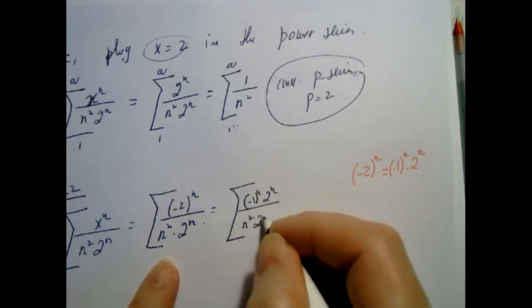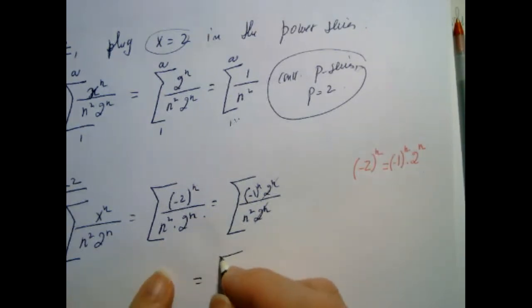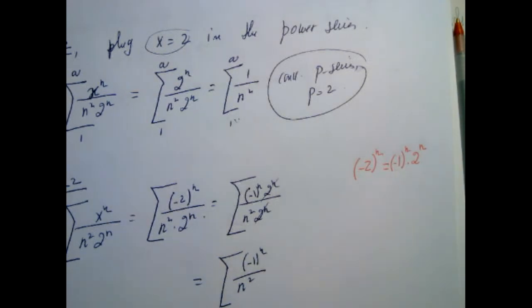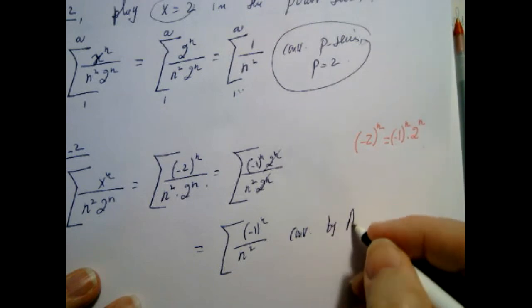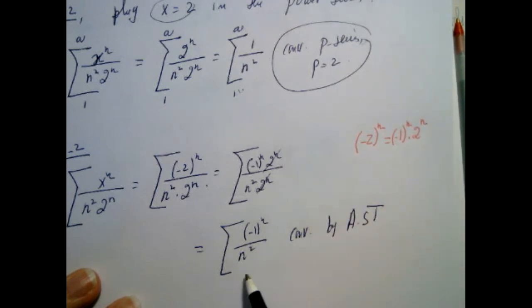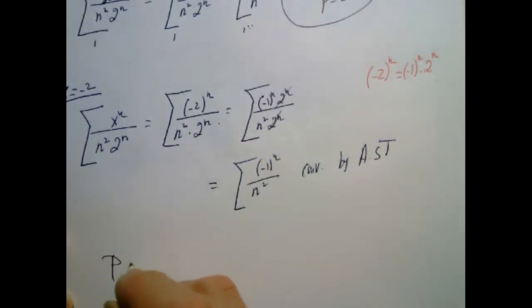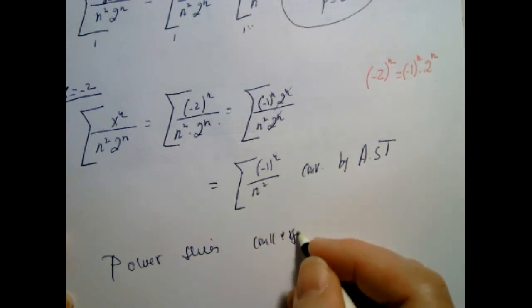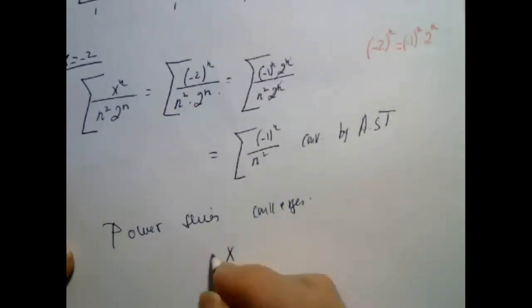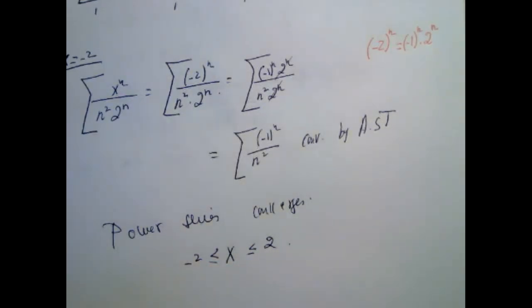Over n squared times 2 to the n, those two will cancel each other out, and this will give me sigma of -1 to the n over n squared. Now this one converges as well, by the alternating series test: 1 over n squared goes to 0, and it is a decreasing sequence. So the power series will converge for x between -2 and 2, with -2 and 2 included.